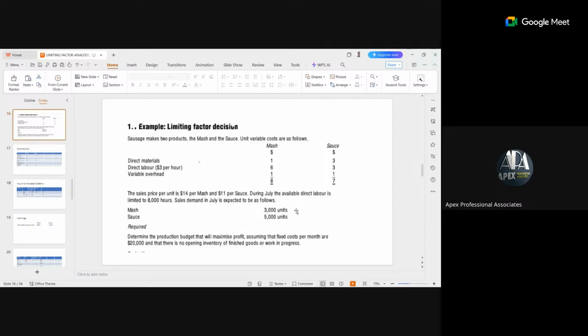So if you want to produce 3,000 units of mesh, it means you need 6,000 hours, which you don't have. You're only left with 3,000 hours. So since you have 3,000 hours, how many units of mesh can you produce? If you are to produce 1 unit of mesh using 2 hours, it means you divide 3,000 hours by 2 hours. You can produce 1,500 units of mesh.